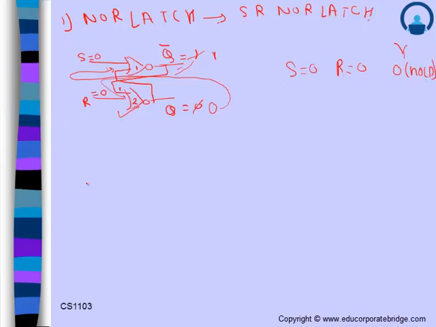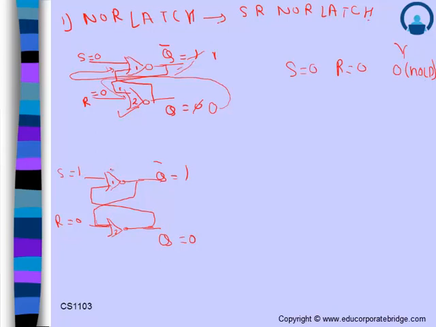Similarly, let us now take an example where S is equal to 1, R is equal to 0, the initial output Q is 0 and Q bar is equal to 1. This is NOR latch number 1, this is NOR latch number 2. That is, in this case, S is equal to 1 and R is equal to 0.